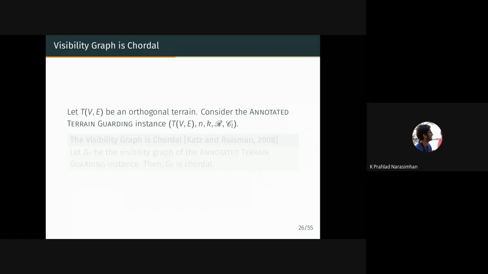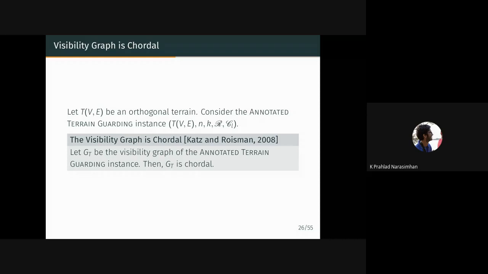In 2008, they proved what I said for orthogonal terrains, right? So they took an orthogonal terrain and they considered this particular instance, where the guard set is restricted to the set of reflex vertices, and the interested set is the set of left convex vertices. It can also be the set of right convex vertices. A symmetric claim will hold for them. This was proved in 2008 by Katz and Roisman. The pronunciation is probably wrong. They are people from Israel, so I don't know how to pronounce the names.